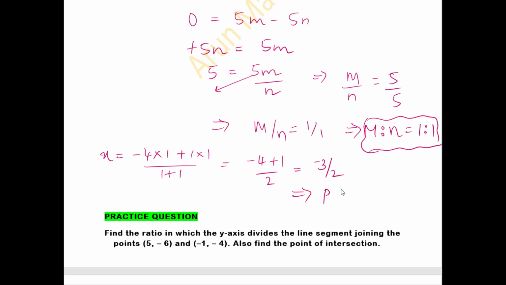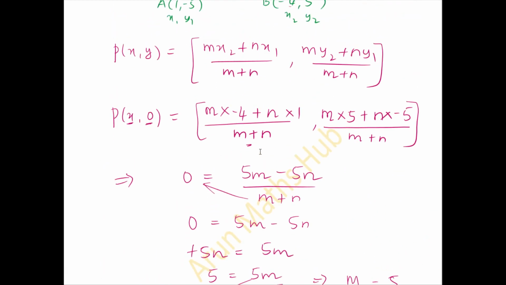Therefore the point P of (x, 0) equals (-3/2, 0) is the required point. The ratio is 1 is to 1 and the point (-3/2, 0) is the required coordinate.